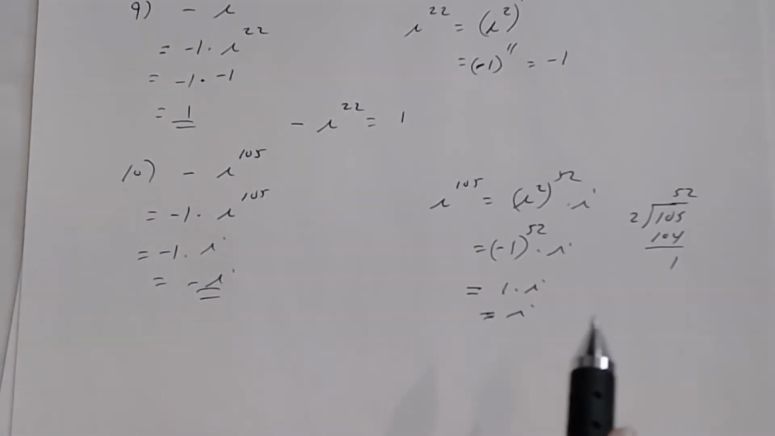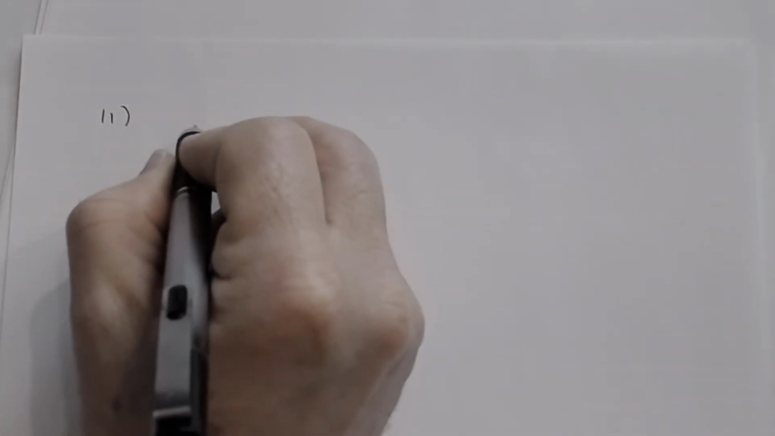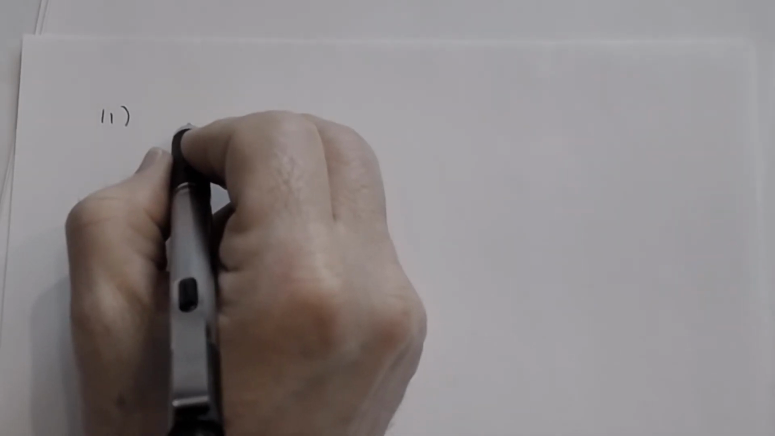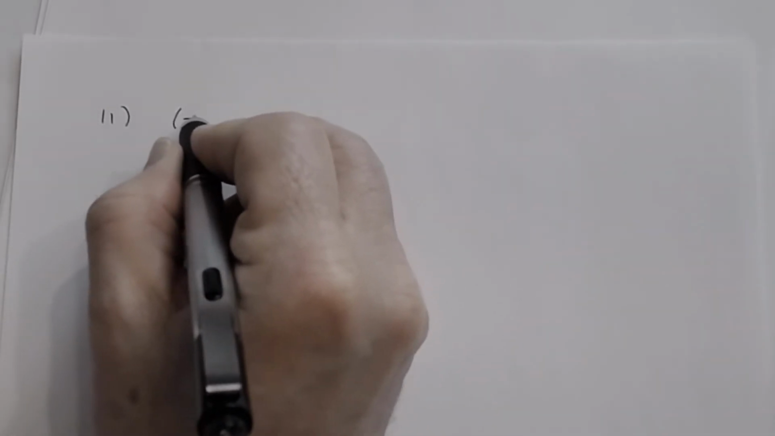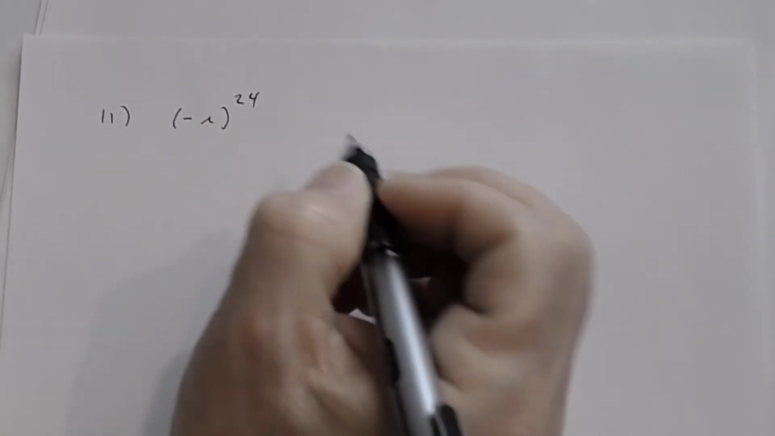So let's look at this one. Number 10, I'm sorry, number 11, let's suppose we had this instead. All right, so again, don't let the negative ones throw you off. Just use your knowledge and you'll be fine. So number 11, let's suppose we had negative i to the 24th power.